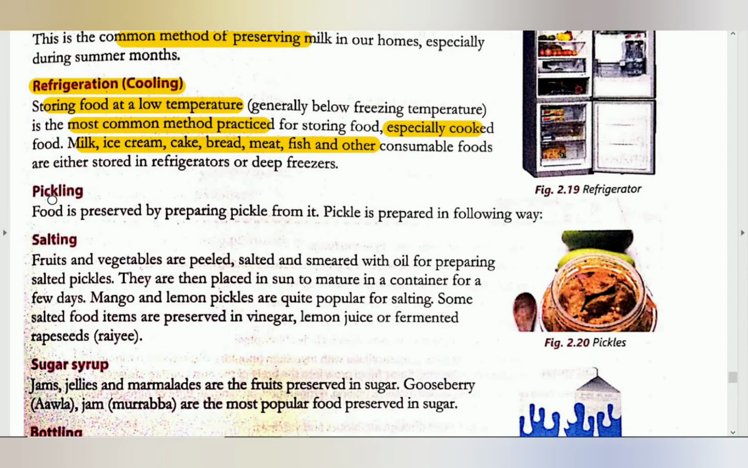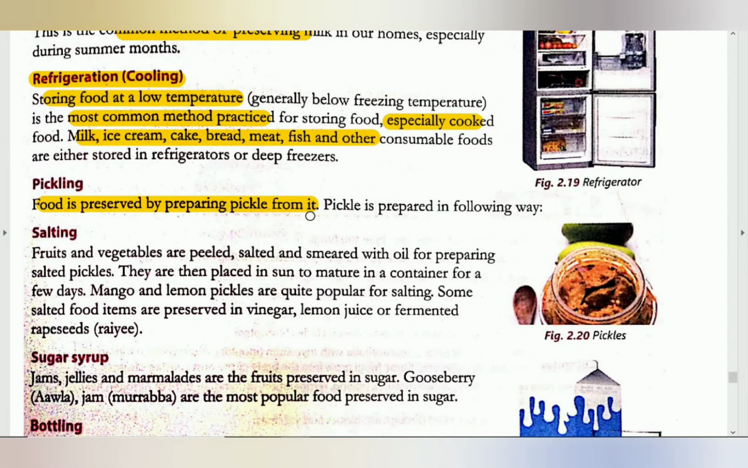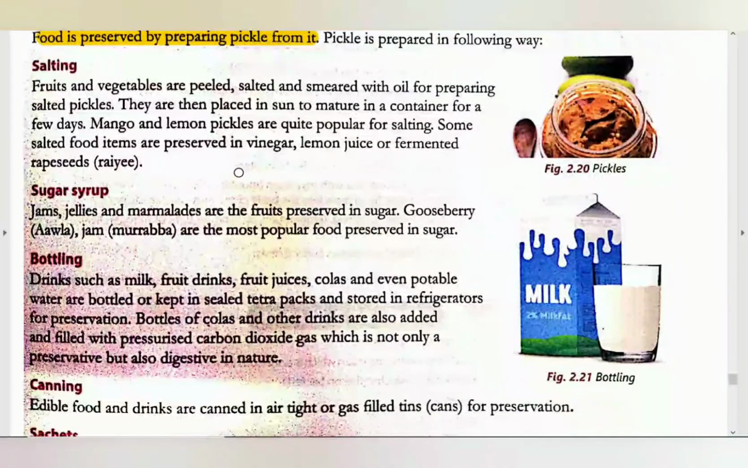Next one is pickling. Pickling means to prepare pickle. Pickling can be done by salting. For the salting, first we need to peel off the fruits and vegetables. Then salt it and smother it with the oil. So what is the need of salting and smothering it with the oil? Salting is to mature it. Alright. The salting is to remove moisture from it.